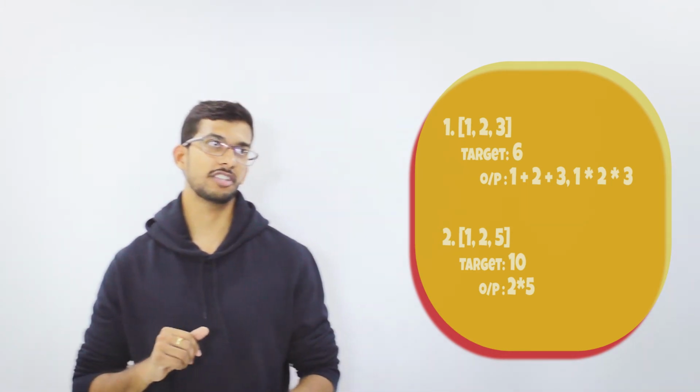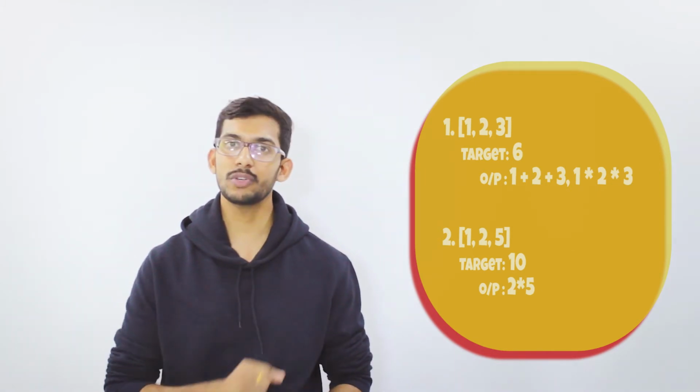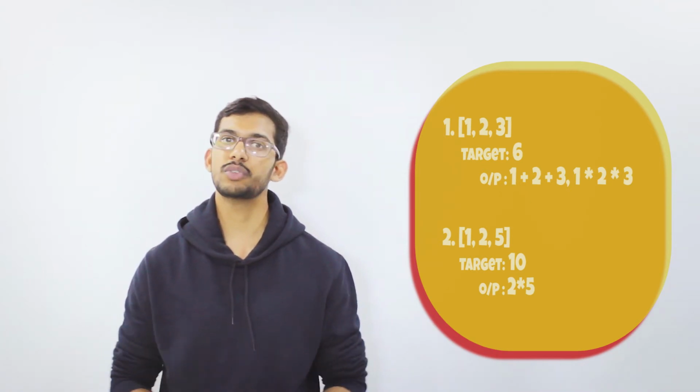So let us think first. We have to calculate all the valid expressions, right? So we have to visit all the expressions which are possible. And also, at any given point of time, we have three options: plus, minus and multiplication. We have to consider that as well. So, a whole lot of checks, right?